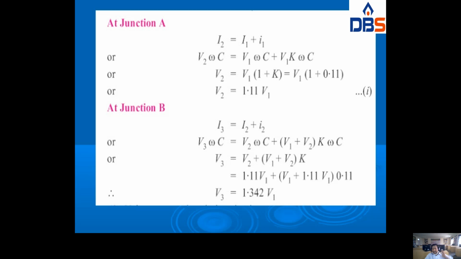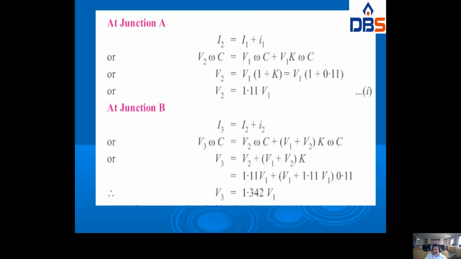So at junction A, capital I2 is equal to capital I1 plus small i1. We know the charging current formula, already discussed in the second unit, performance of a transmission line: V by XC, where XC is 1 by omega C, that is V omega C. But this is I2, that's why V2 omega C. Then I1, similarly V1 omega C plus small i1.